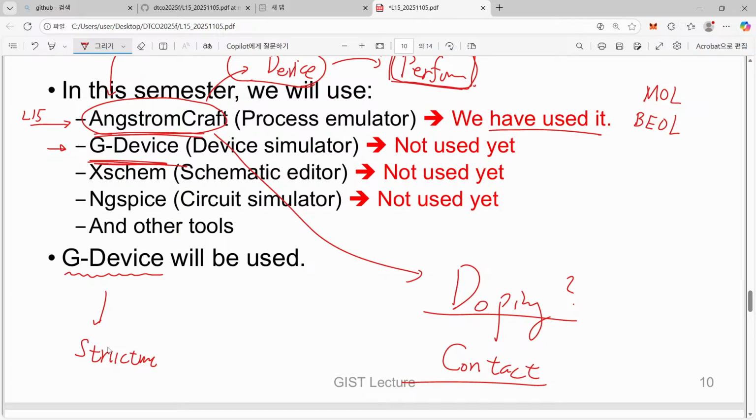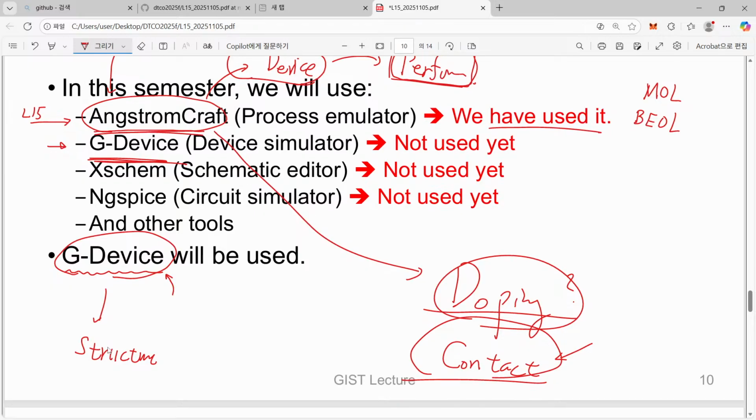Of course, we have not finished our MOL structure, so it is quite natural to have no contact. But even after that is done, we have not covered the capability to make this contact and doping. So I wanted to give you a quick way to introduce doping and contact in G-device itself. Although this code is not specialized for structure generation, for a simple structure, it can generate its own structure. So today I will introduce it that way.